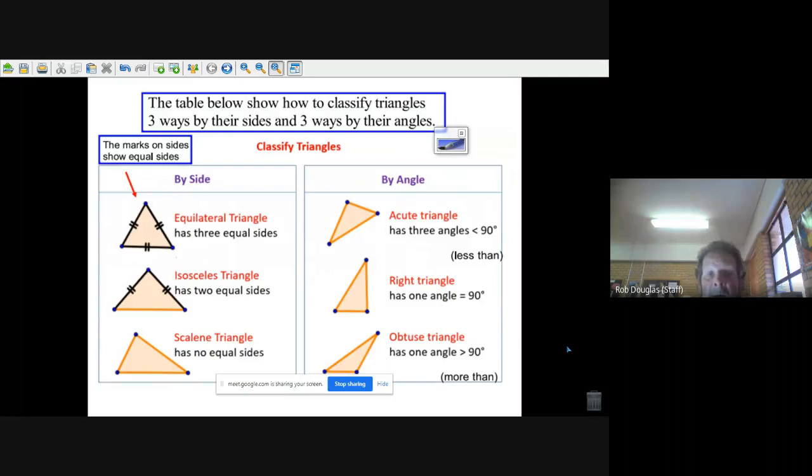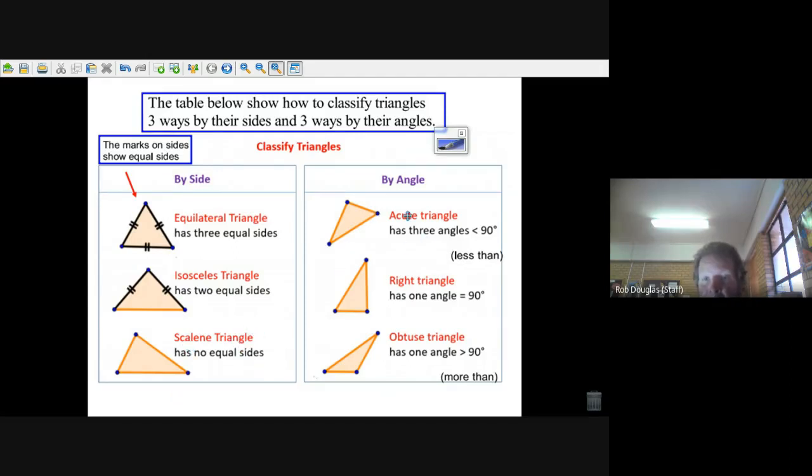Okay, today we're going to look at triangles and quads and all their properties and how to solve for sides and angles inside them. First thing is just triangles. This is something you've done for a long time. Hopefully you know all sides equal, equilateral triangle. Two sides equal, isosceles. No sides equal, scalene.